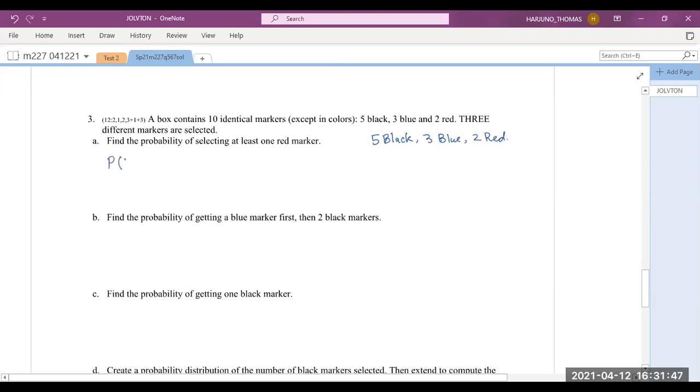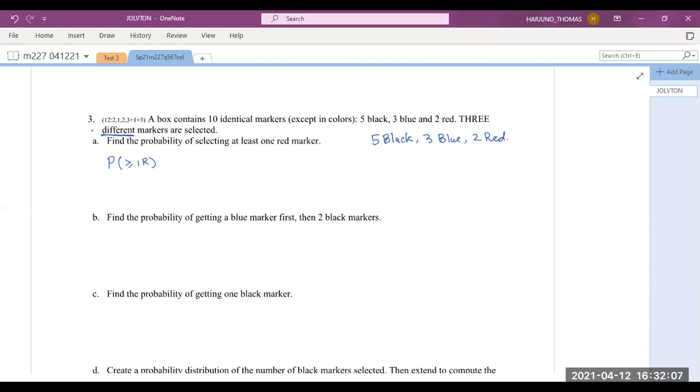Probability of at least one red. Now, notice that it is without repetition because of these three different markers. In fact, even if we say three markers are selected, it means three different markers. Okay. It means without repetition.